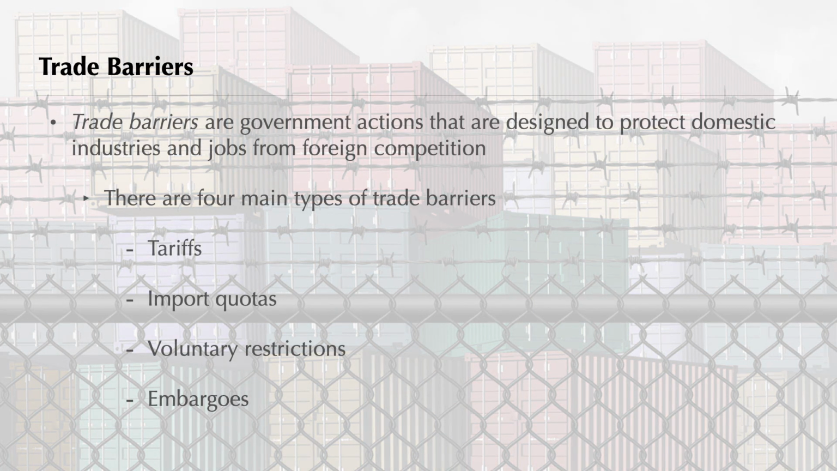International trade allows people and nations to specialize in the production of goods and services. Economically, international trade is a positive force promoting efficiency and growth. Because of a variety of factors, however, nations often restrict the free exchange of goods across national borders. Government actions that are designed to protect domestic industries and jobs from foreign competition are called trade barriers. The major types of trade barriers are tariffs, import quotas and voluntary restrictions, and embargoes.